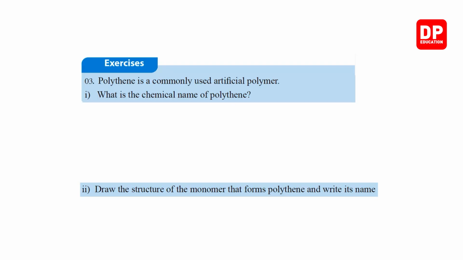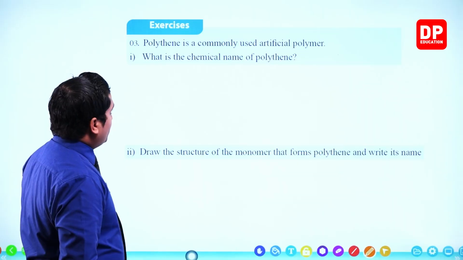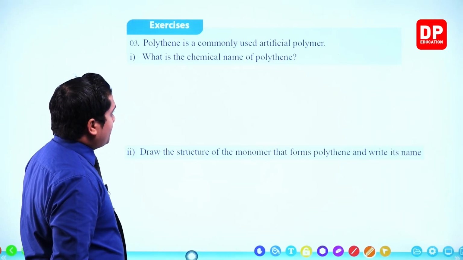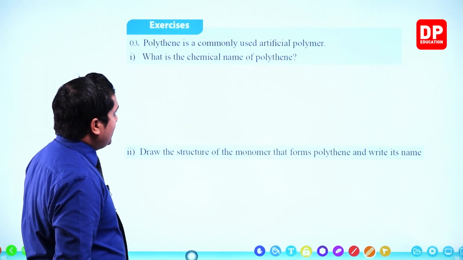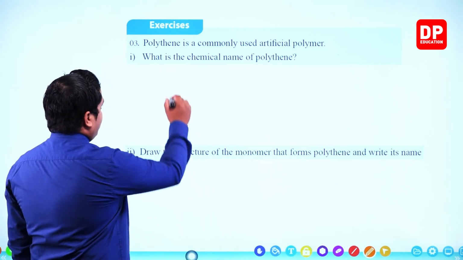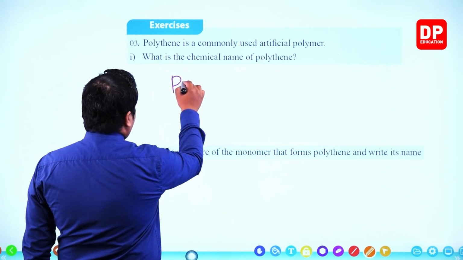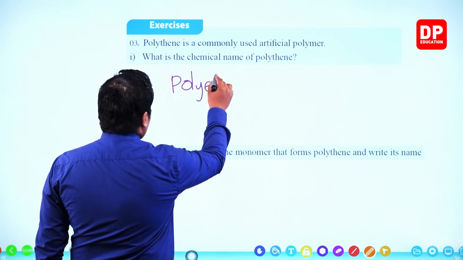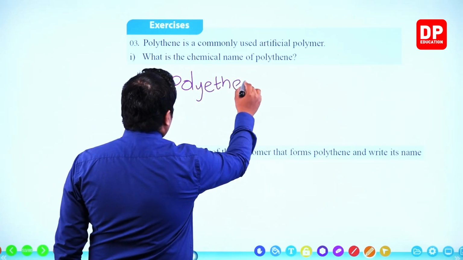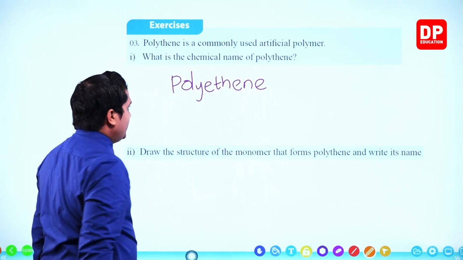Next one. Polythene is a commonly used artificial polymer. What is the chemical name for polythene? Very simple, my dear children. Polyethylene, right?